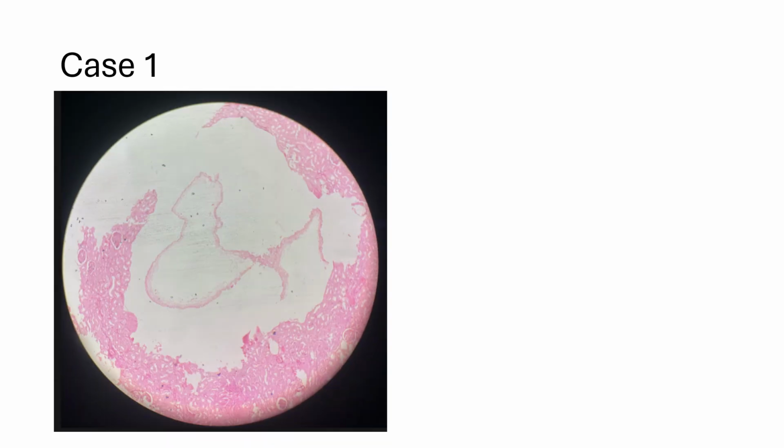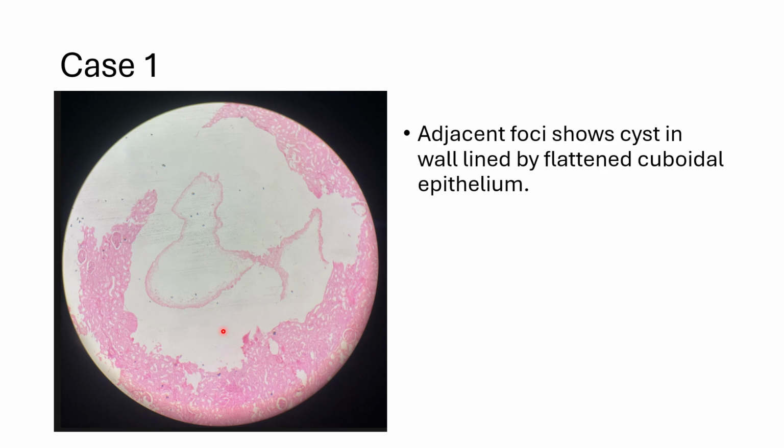So let's see some of the cases that we got in our institute. This is case 1. This is a case of benign cyst. We can see adjacent foci showing cyst in the wall lined by flattened cuboidal epithelium. The kidney shows benign cyst.